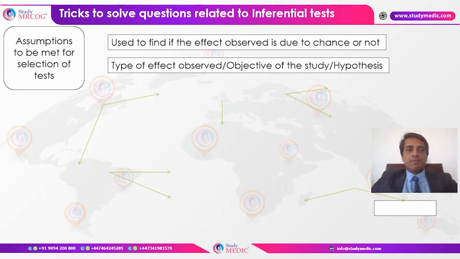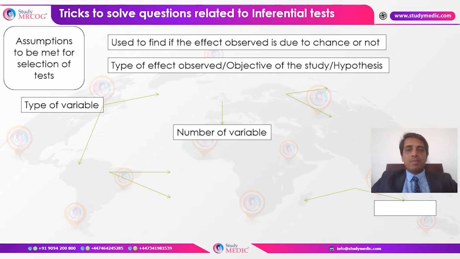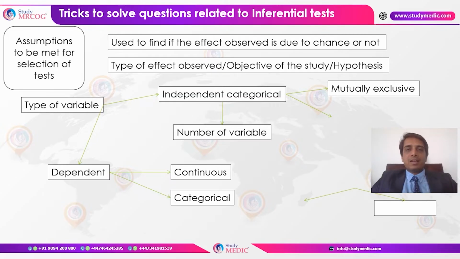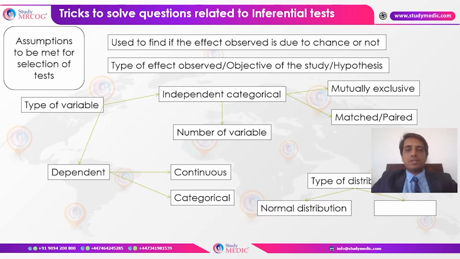And then see if all the assumptions are met, that is, if it is normally distributed, etc., for the selection of the tests. Then look at the type of the variables, how many variables there are, whether these are continuous or categorical, if dependent or independent categorical variables are present, and if independent categorical variables are present, whether they are mutually exclusive or whether they are matched or paired. Also, look at the type of the distribution of these variables, whether normally distributed or not.